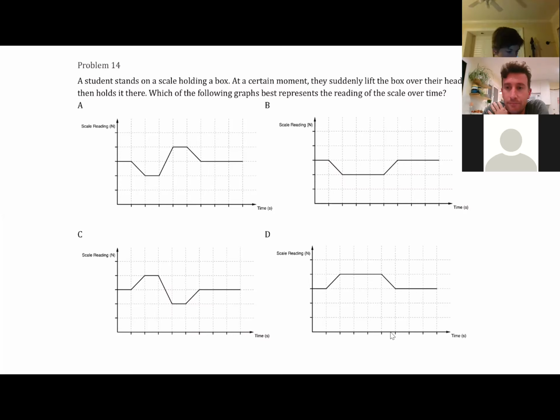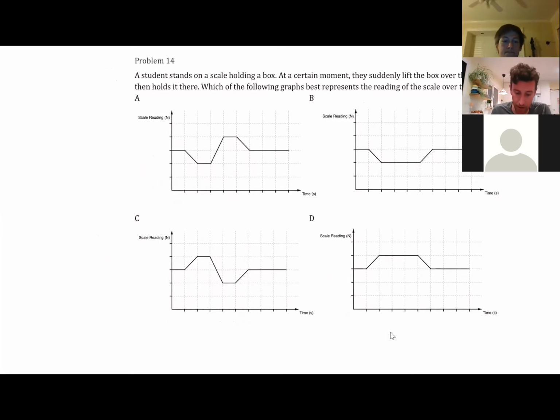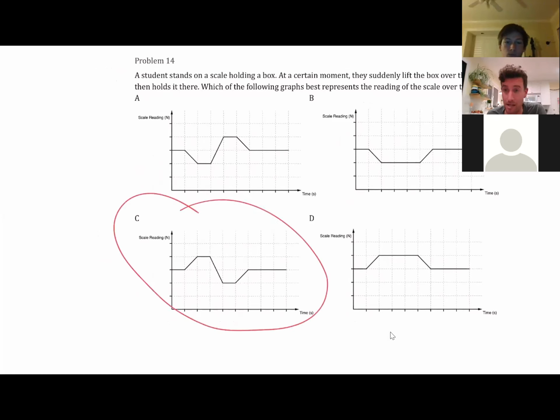I said C because as you lift it, the forces are opposite, so it's going to push you down a little bit, and then when you get to the top, the momentum of the box wants to keep going, so it'll lift you up a little bit. Good. That is how I process it as well. I think the correct answer is C.